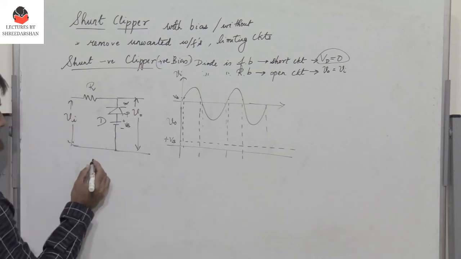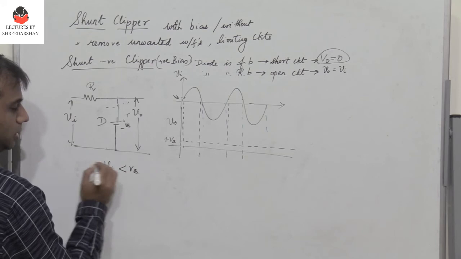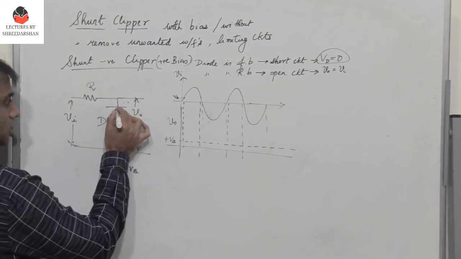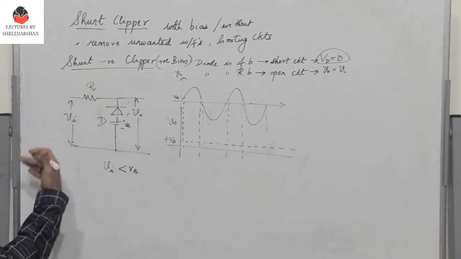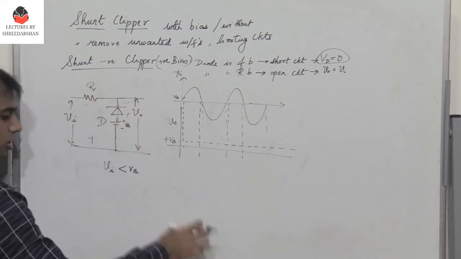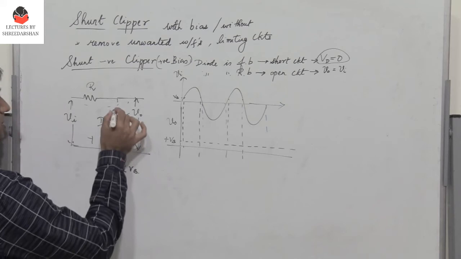Alright. So when the input voltage is less than VB, when the input voltage is more negative, this is a diode here. When the input voltage is more and more negative, this is minus plus. So what happens? The diode is always forward biased. Therefore, when the diode is forward biased, it behaves like a short circuit.